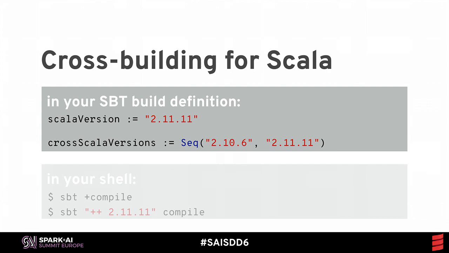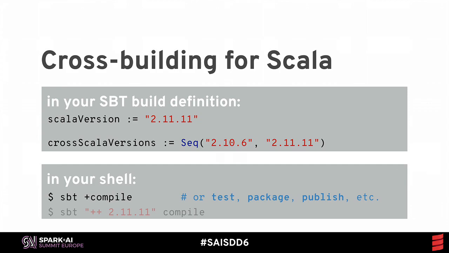You just say, I have a default Scala version, but I also have a list of versions that I'm going to build against. And then when it's actually time to build my code, I can prepend a plus to compile, or any other SBT task, like run tests, or package, or even publish multiple releases at once, to execute that command for every Scala version that I care about. So I can compile, test, or even publish multiple versions of my library with a single command.